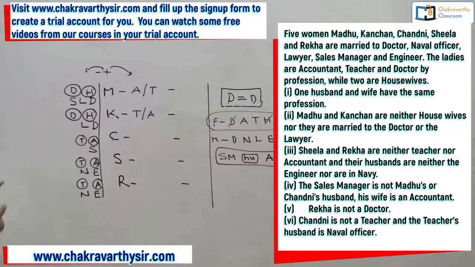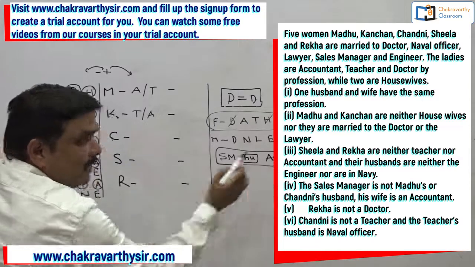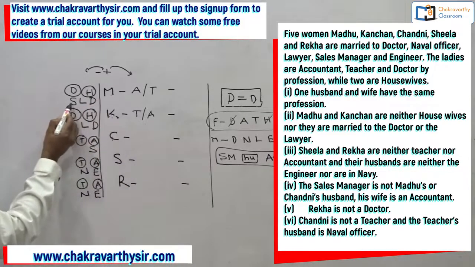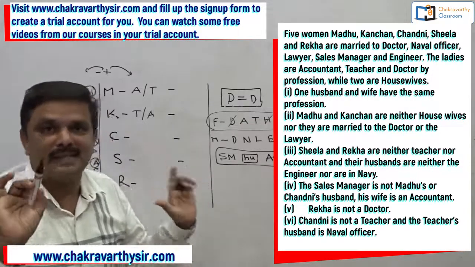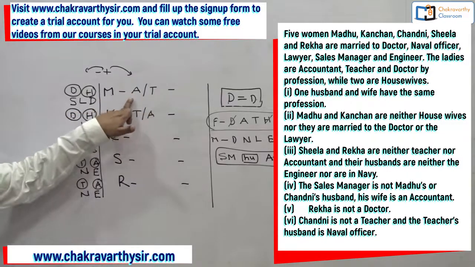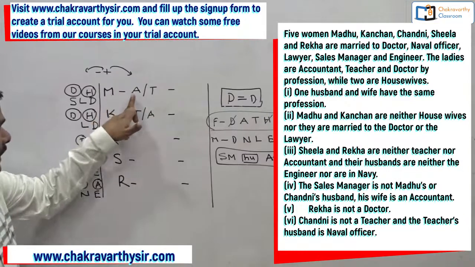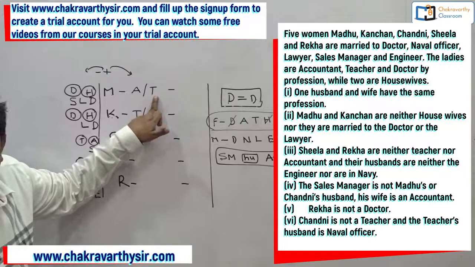Madhu's husband is not the sales manager, but sales manager's wife should be accountant. What is the conclusion from that? Simple one, students. Sales manager's wife should be accountant and Madhu's husband is not a sales manager. Very simply we can say in this way, Madhu has only two options for her profession. What are the two options? Madhu can be either accountant or a teacher. Only two possibilities for her.